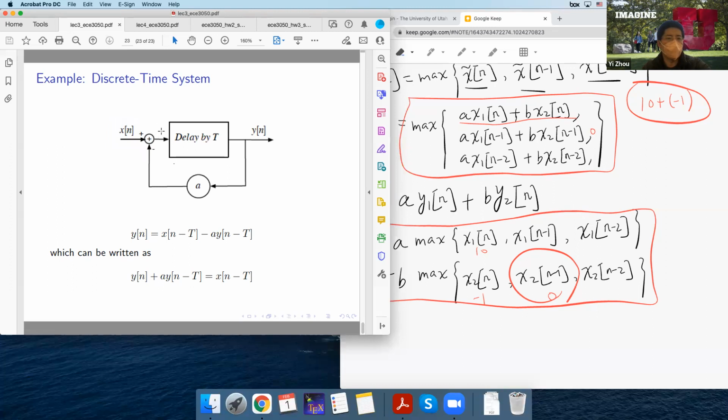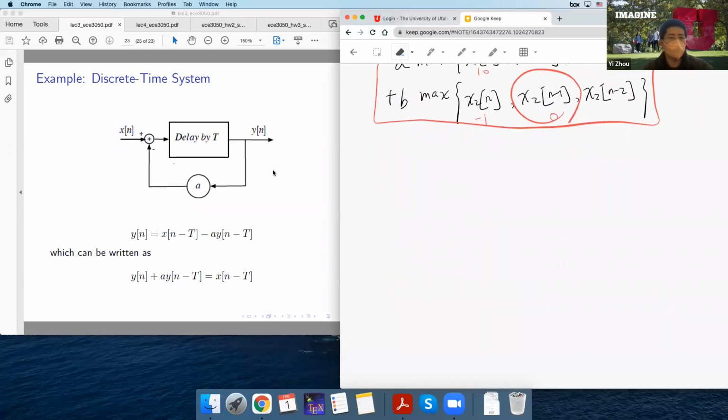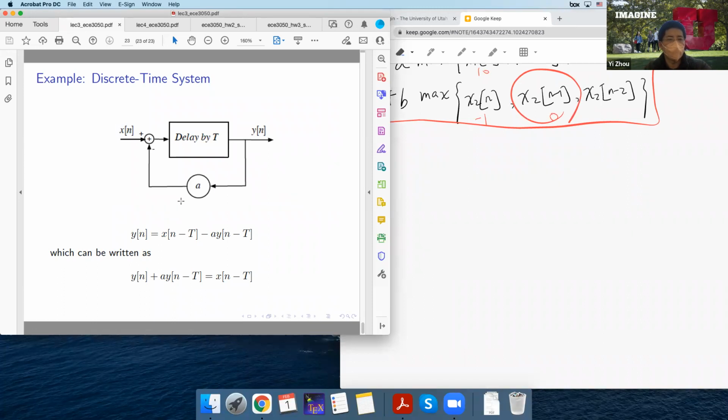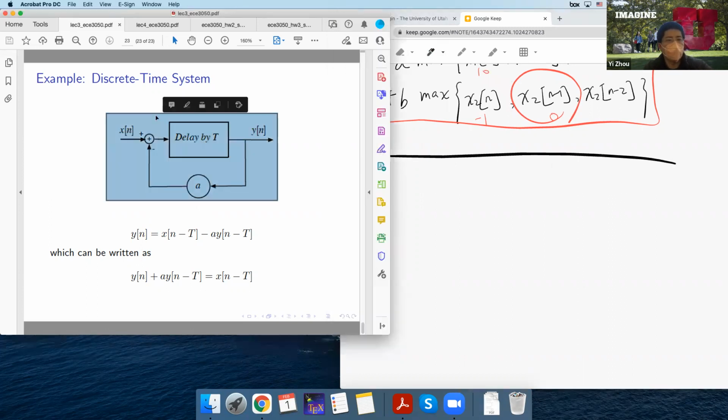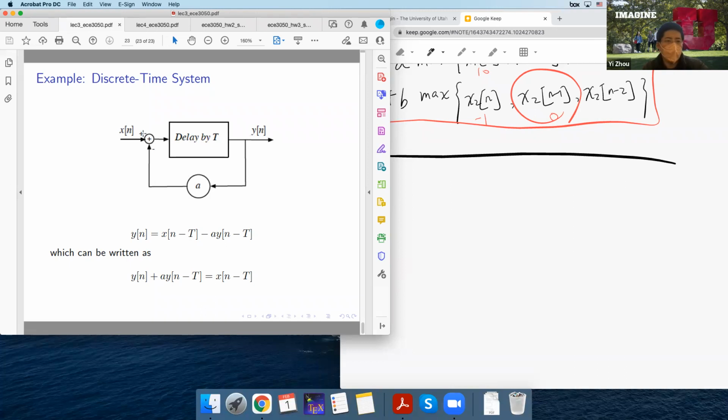So I think we can just look at this equation. Right here, at this arrow, we have x[n] minus A times y[n], right? Because there's a feedback, and this feedback is imposed on the input. So after this plus operation, we have x[n] minus A times y[n]. This is further fed into the delay system, the delay by capital T.